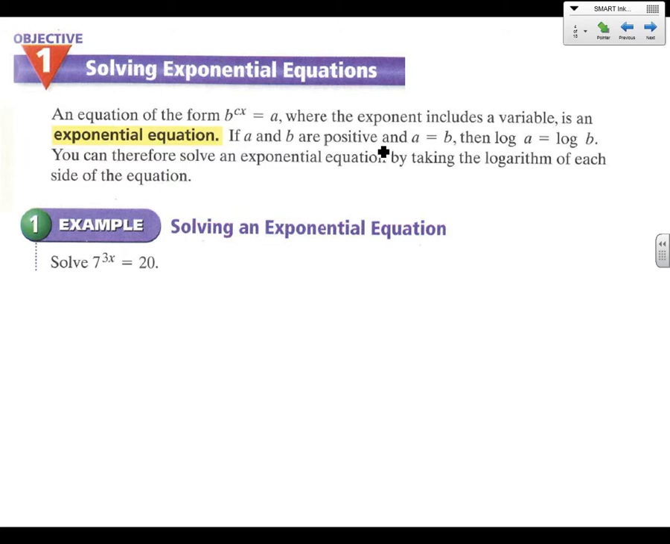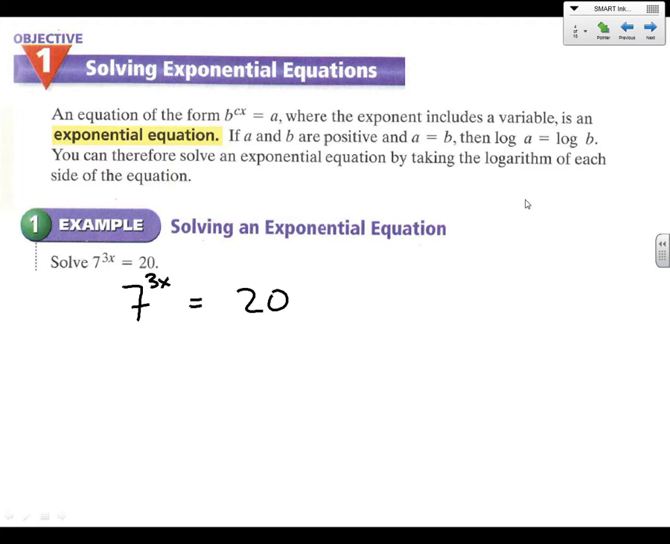If a and b are positive and a equals b, then log base a equals log base b. So therefore you can solve each side by taking the logs of both sides. So here's what that means. To cancel out exponents, we're going to do logs. All right, so here we've got 7 to the 3x equals 20.